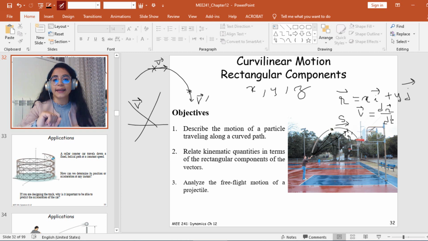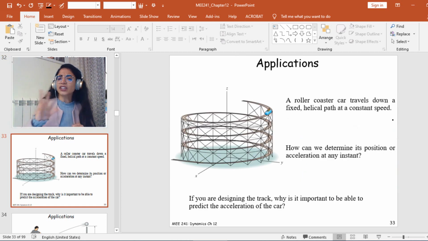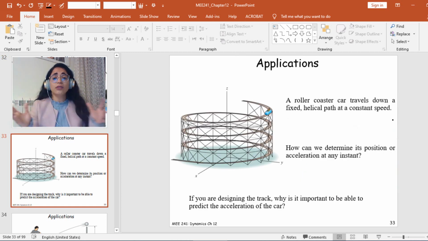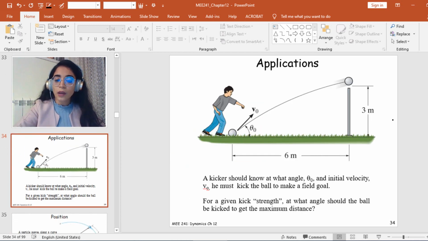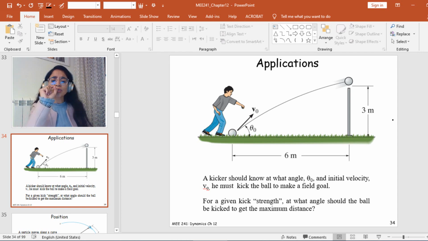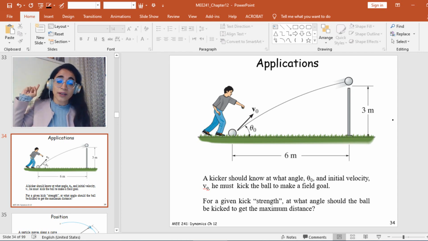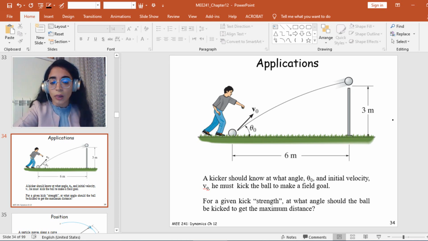So this is how I can relate my kinematic quantities in terms of rectangular components. An application of curvilinear motion is a roller coaster, right? So if I need to find its position, if I know the speed, or if I know the velocity, how can I find it? Or if I am a kicker, I should know at what angle theta and initial velocity I must kick this ball to make a field goal. Or for a given kick, what should be the angle of the ball to be kicked so that I can get the maximum distance?